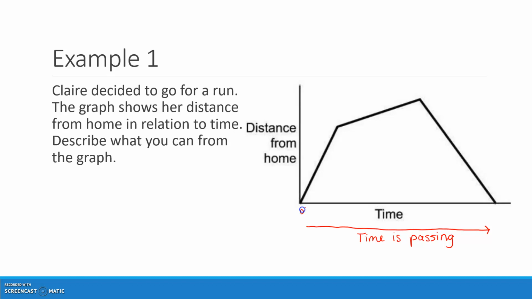So maybe we started at 0 minutes, and then they didn't give us any kind of labels, but maybe this is, I don't know, over 60 minutes or something. I'm just making that up. It doesn't tell us. Sometimes it'll tell us. And then this is the one that's really important to read. This says distance from home. So distance from home means if this is 0 right here, what does this point right here mean? If it's 0, it means that she's at home. So the farther away from 0 she gets, that means the farther from home she gets.